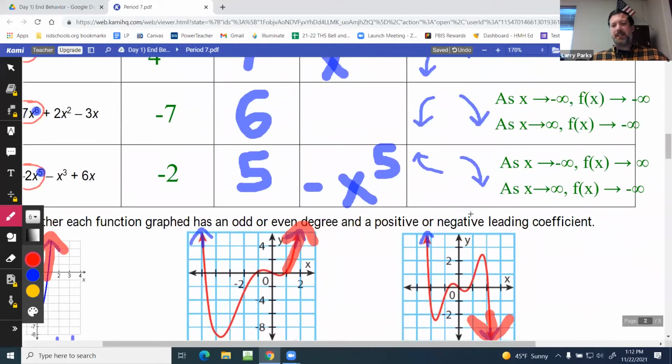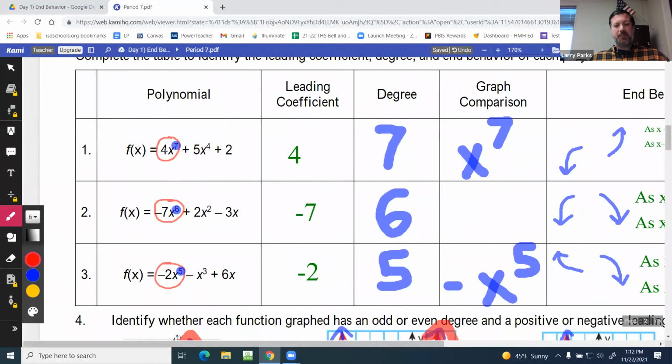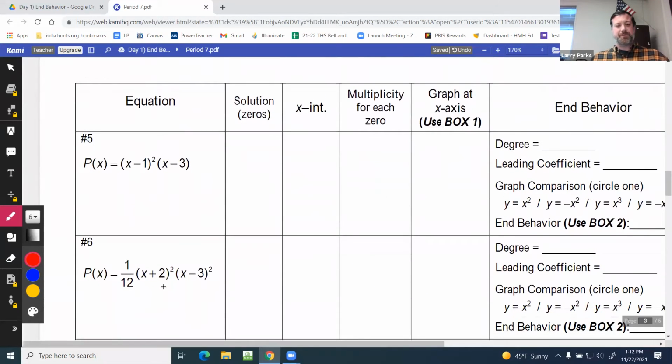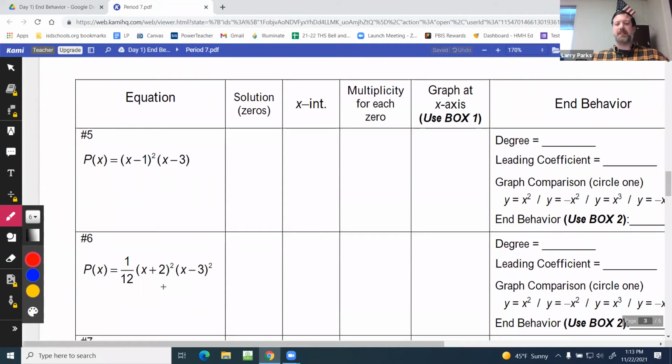And what do I mean by leading coefficient? Again, the 4 is the leading coefficient. The -7 is the leading coefficient. The -2 is the leading coefficient. What do I mean by degree? It's the highest exponent: 7, 6, 5. Okay. All right, so now we're going to talk about some other things.